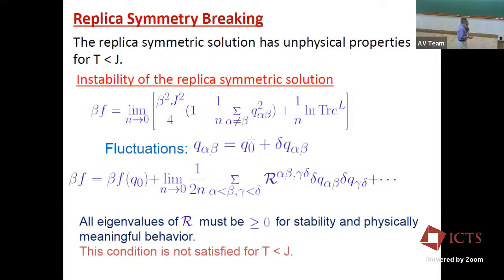And there, I can find a stationary solution in a particular manifold. But the question is, of course, that the fluctuations can take you outside that manifold. So we are assuming that all the Q alpha betas are the same as Q0, and then trying to find the value of Q0 which minimizes the function. But then to decide whether that is an appropriate solution, you have to look at whether it's actually a minimum in the full space of the Q alpha betas. So this is the procedure.